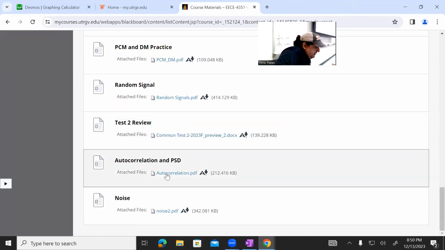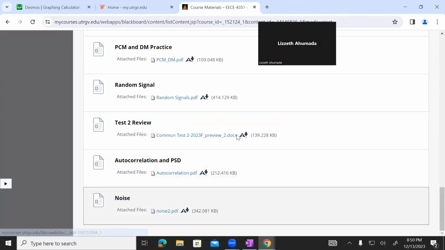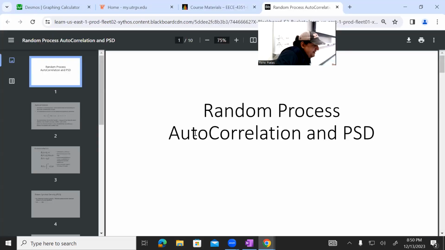What do you want to do, autocorrelation or noise? Both. Okay, we're learning this together.